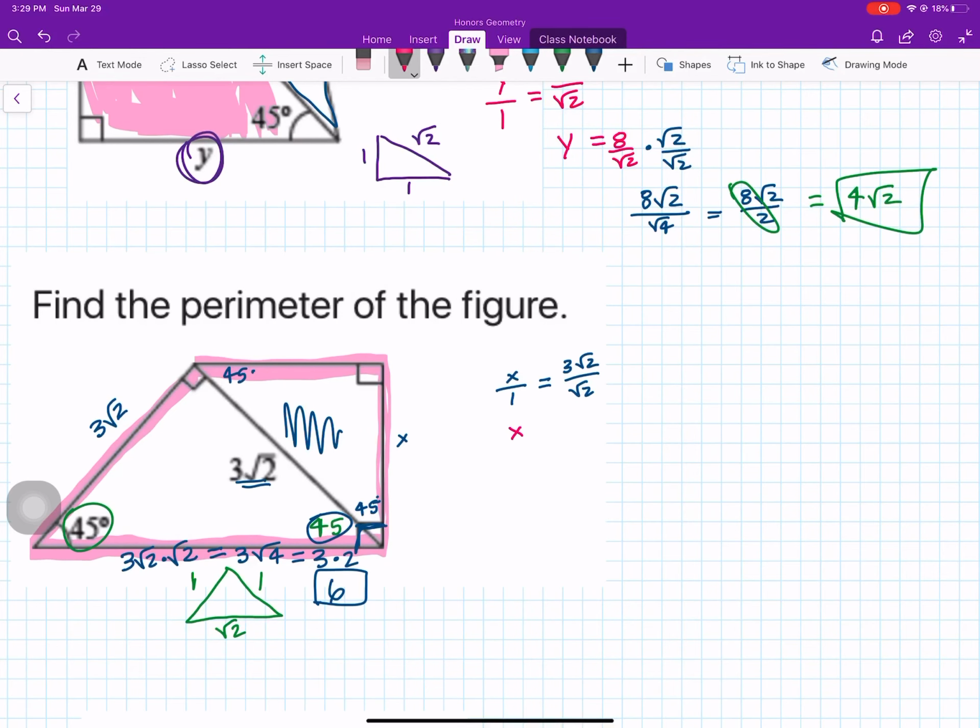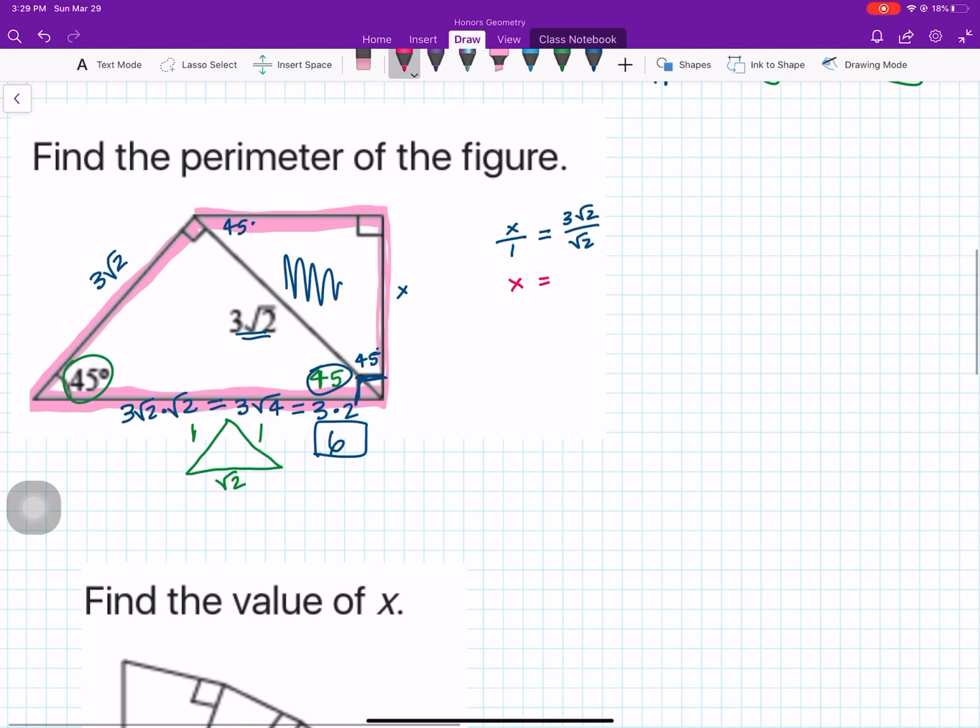So I have x over 1, which is just x, and then I have 3 root 2 over root 2. The root 2's just cancel, and I'm left with 3. Now this problem says find the perimeter, so that means I add up all the outside sides. So 3 plus 3 plus 6 plus 3 root 2.